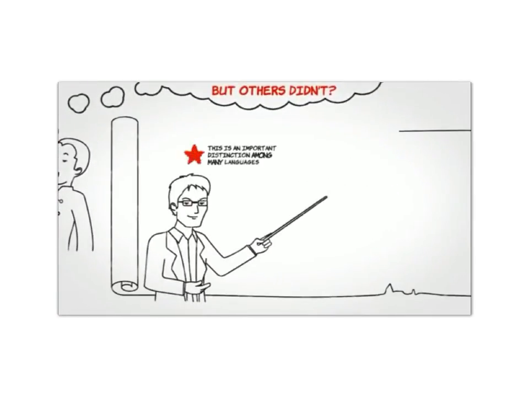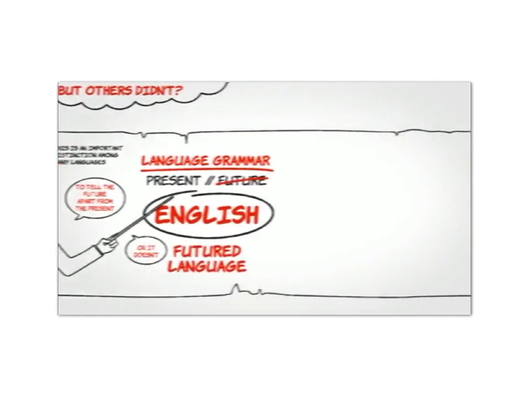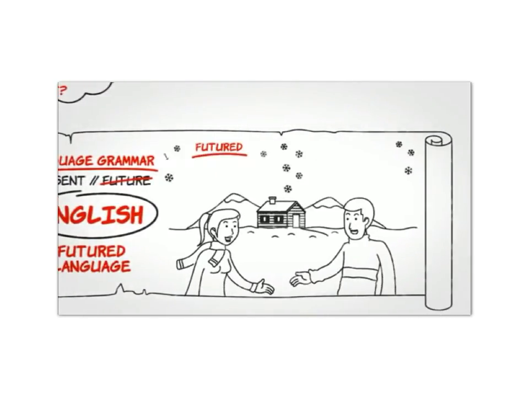This is an important distinction among many languages. Their grammar either requires us to tell the future apart from the present, or it doesn't. English is what's called a futured language. To talk about the future, we have to say, it will be cold tomorrow, rather than, it is cold today. We can't just say, it is cold tomorrow.